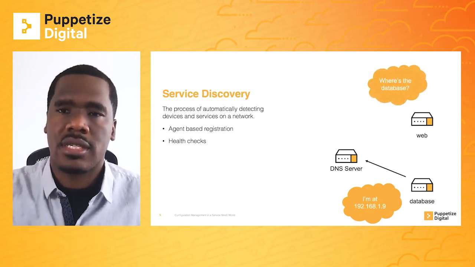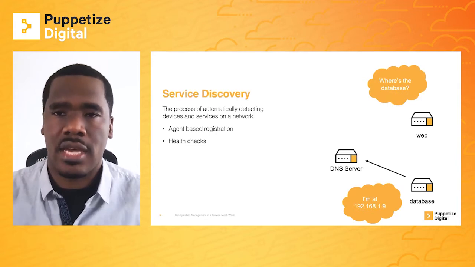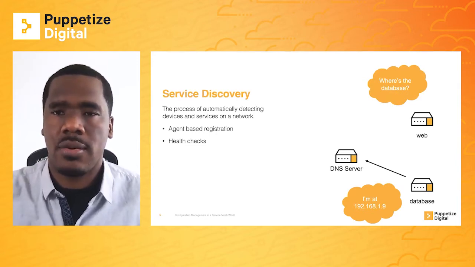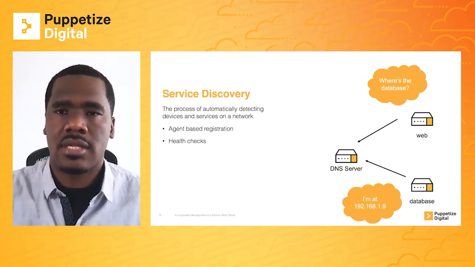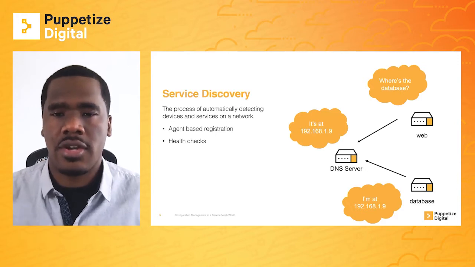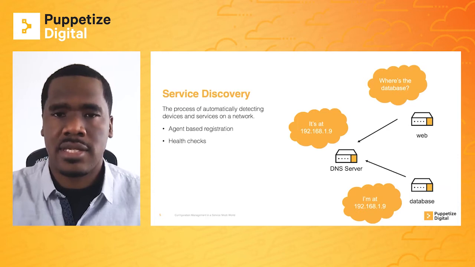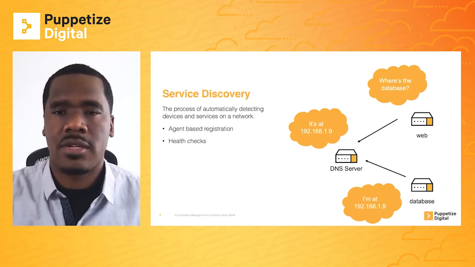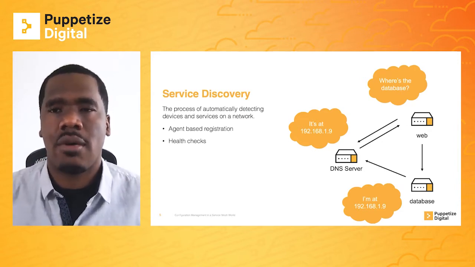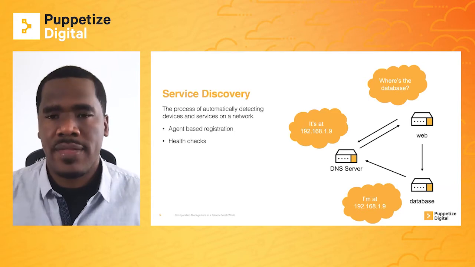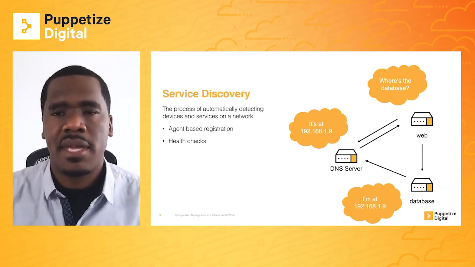So what this does is similar to DNS. Now there's the workload that wants to know where the database is. It says, hey, where's the database? In this case, our DNS server, which is our service discovery server, responds back and says, hey, it's at this particular IP address. Then the application reaches out to the database because it now knows where the database is. The other big advantage of service discovery is health checks.